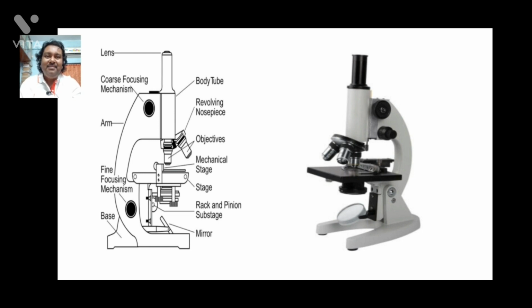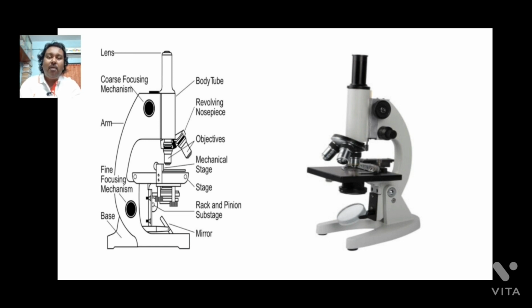If we see the components of the microscope, this is the mirror, then stage, mechanical stage, then objective lens, then body tube, then eyepiece lens. Along with these, fine adjustment screw, coarse adjustment screw, etc. are there. So, we can divide the parts of the microscope into two parts. One is the optical part, another one is the mechanical part.